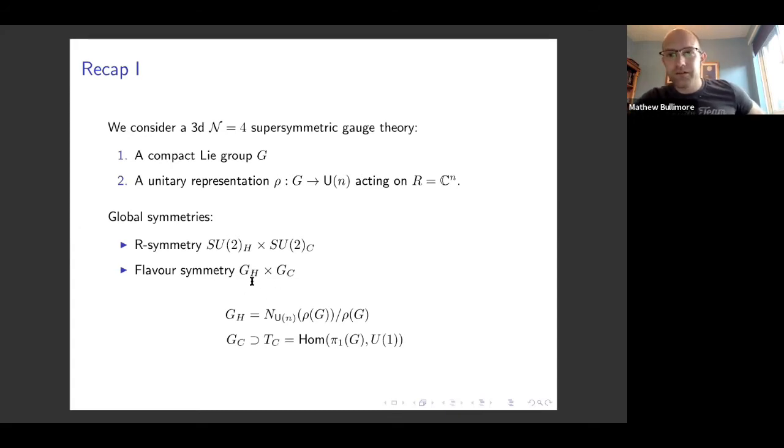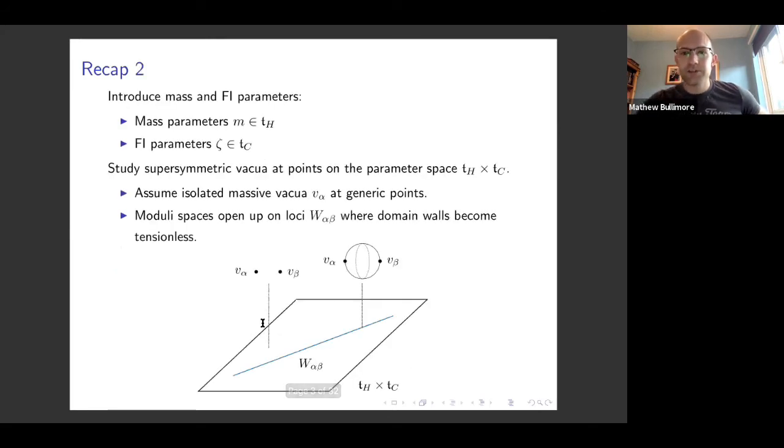takes again the form of a product, G Higgs and G Coulomb. And there are kind of concrete formulas for these things that we described. So the G Higgs depends very much on what the matter representation is. It's essentially the kind of symmetries that are left over once you've gauged G. And then the topological, the Coulomb branch symmetry is a bit harder to describe, but there is at least an abelian subgroup called the topological symmetry, which is basically the center of the Langlands dual of the group G. Okay, so that was the first lecture.